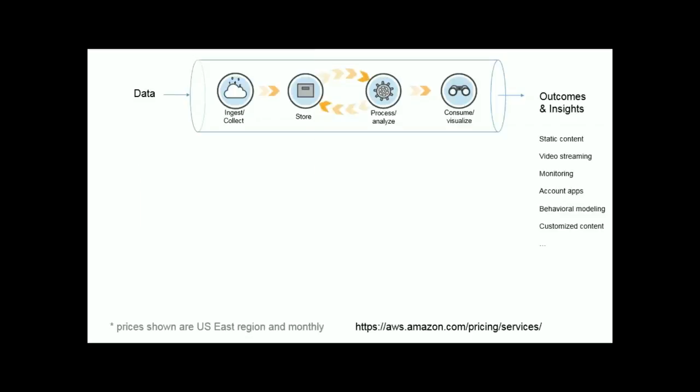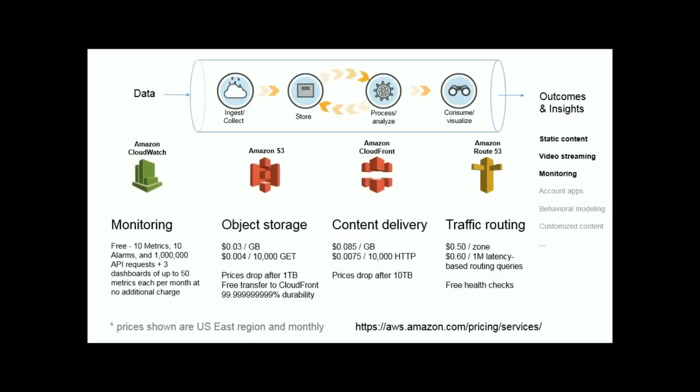So as we look at these outcomes and insights, these are the 6 things that we put as outcomes, right? So serving static content, video streaming, and so on. Let's first focus on those top 3, including the monitoring. The services that you'll start with, you have Amazon CloudWatch, which is a very inexpensive way to be able to monitor the activity on your system, so measuring the API calls and being able to do analytics on that.